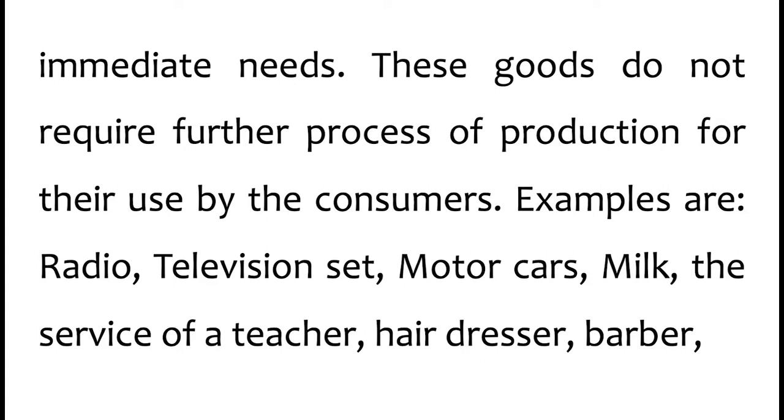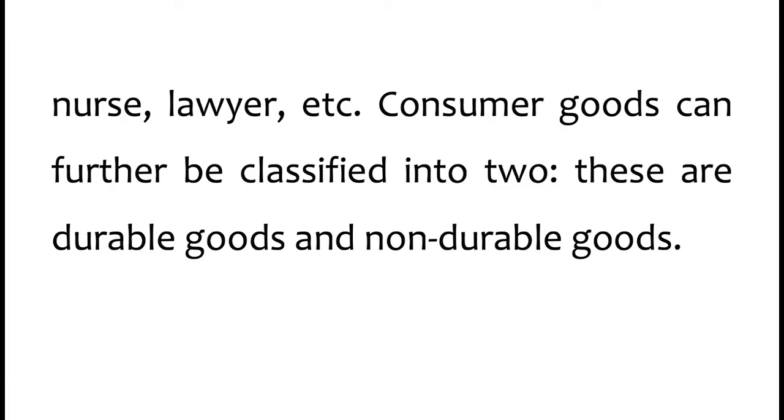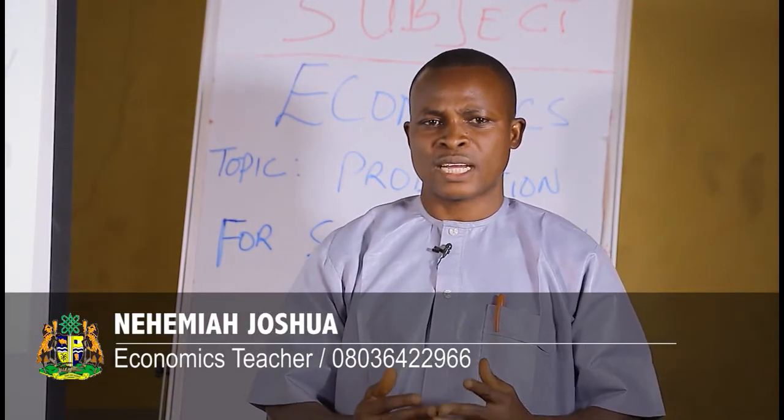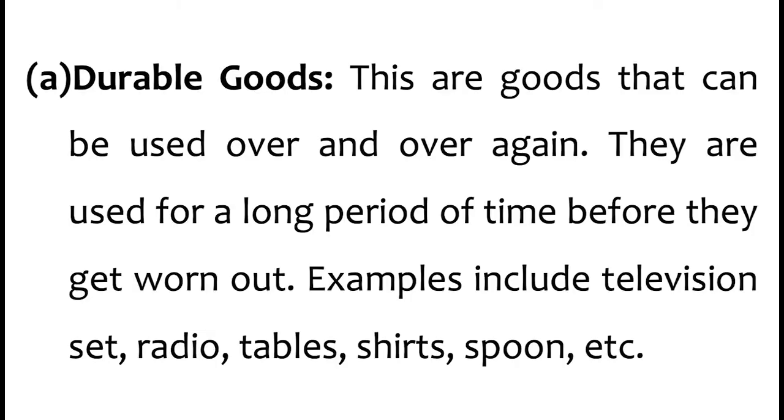Examples of these consumer goods are radio, television sets, motor cars, milk, then the services of a teacher, hairdresser, barber, nurse, lawyer, among others. Consumer goods can further be classified into two. These are durable goods and the non-durable goods. Now, the durable goods simply refer to those goods that can stay long without getting spoiled. Those goods that can be used for a longer period of time before they run out.